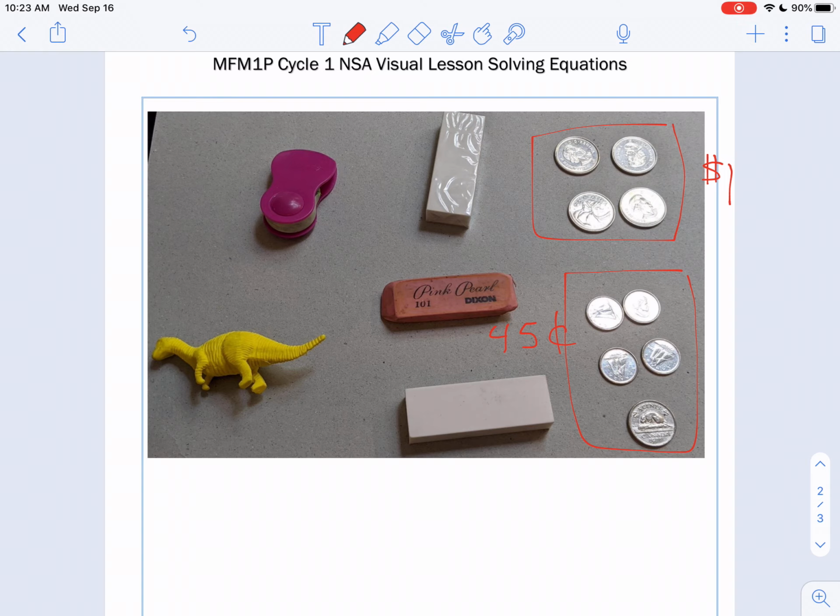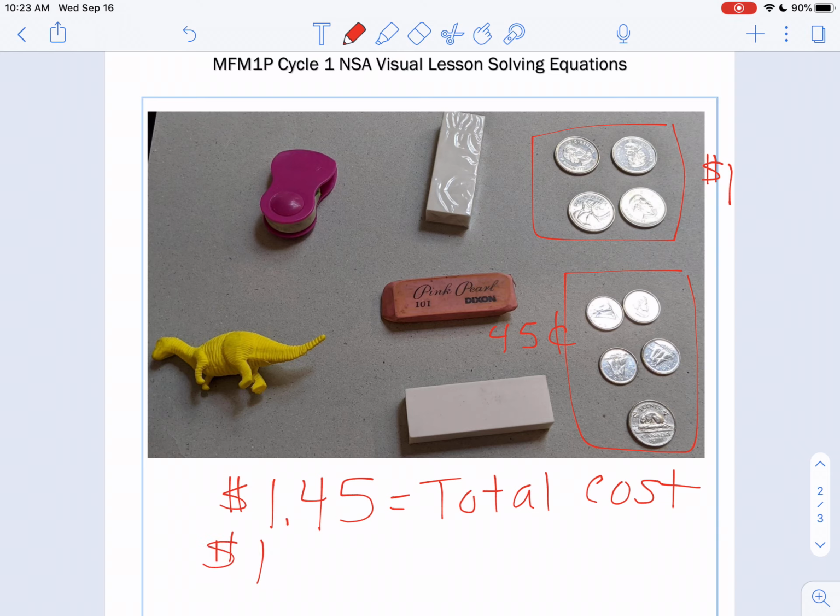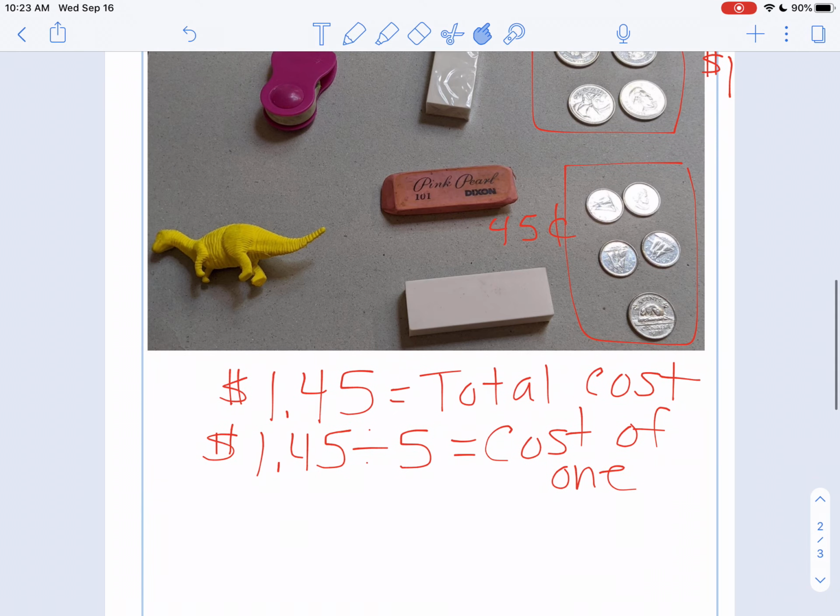But instead, let's think about taking the total cost of all of the erasers. And there's 5 of them. So I'm going to take $1.45 and I'm going to divide by 5 to get the cost of 1 eraser. And then it's a little bit easier than having to split up the coins among the 5. And we don't want to have to start working with pennies if we don't have to.